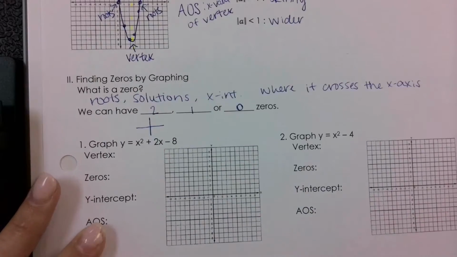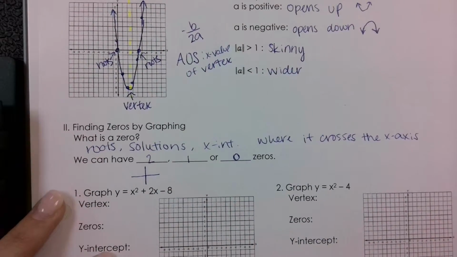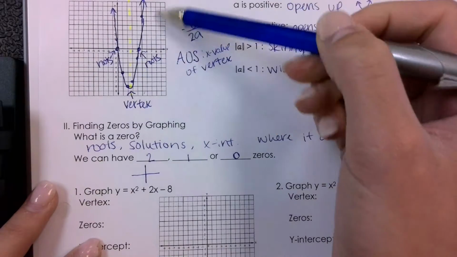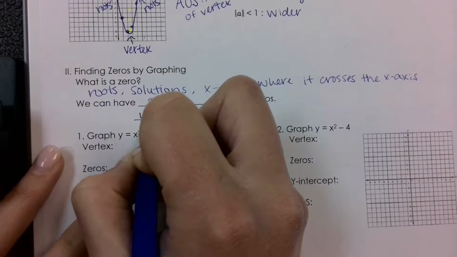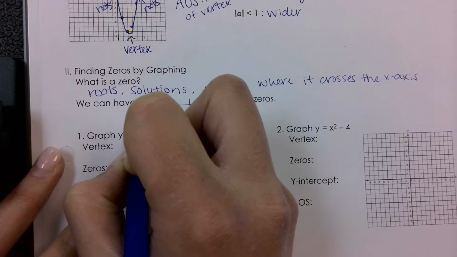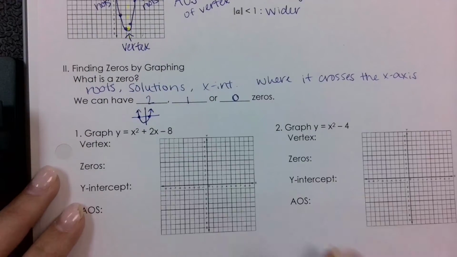Do we have a graph on our page that has 2 roots? Yeah, so if it's got 2 roots, that just means that it crosses twice. Doesn't matter if it opens up or down. It's just got to cross your x-axis twice. That would give you 2 roots. Is that okay?